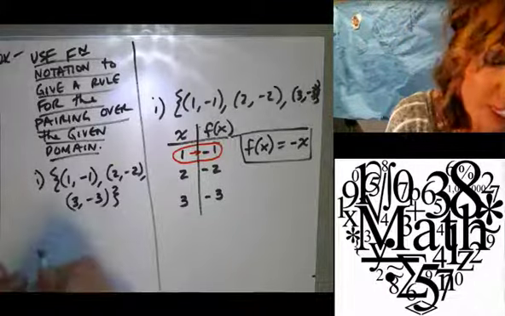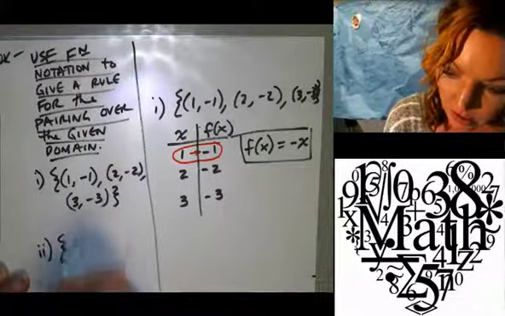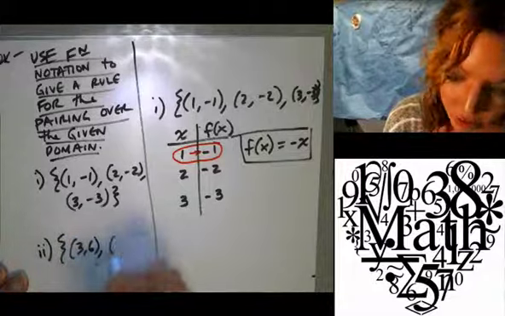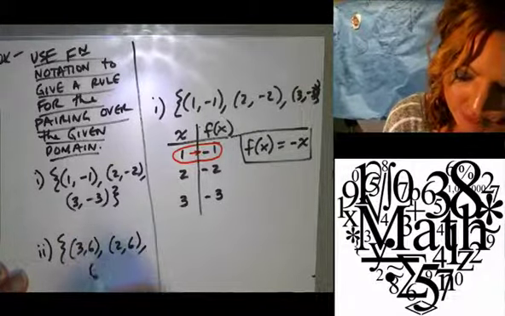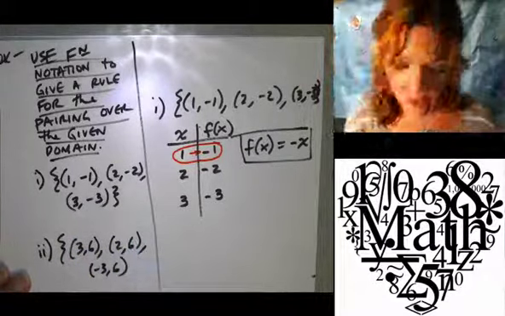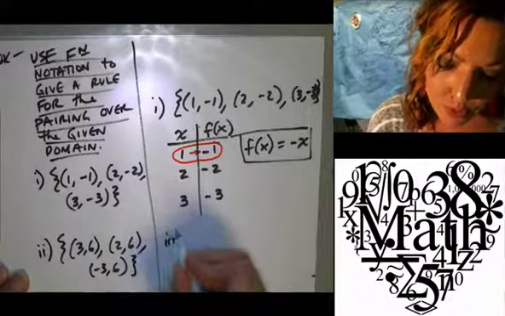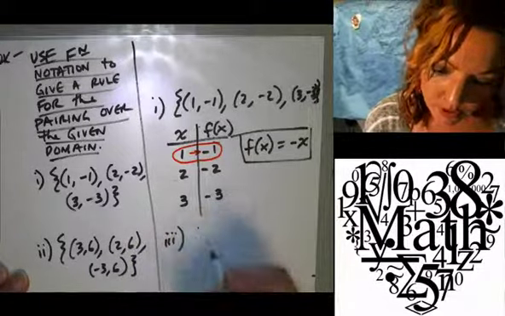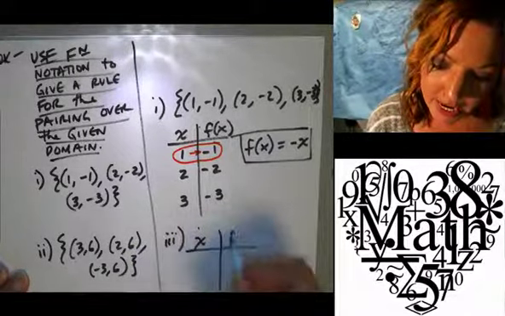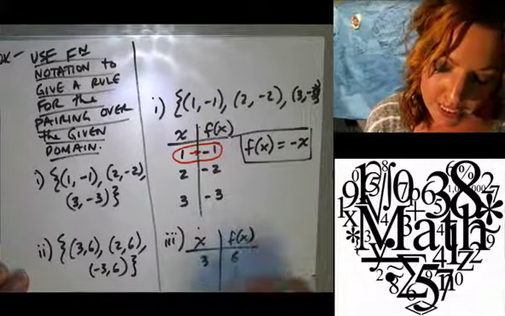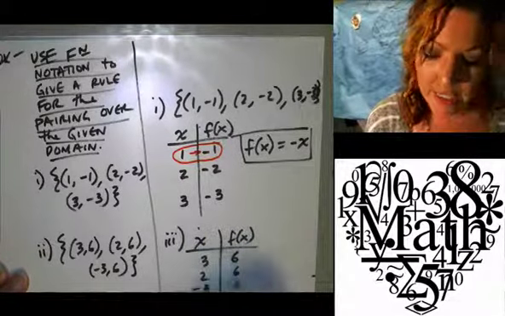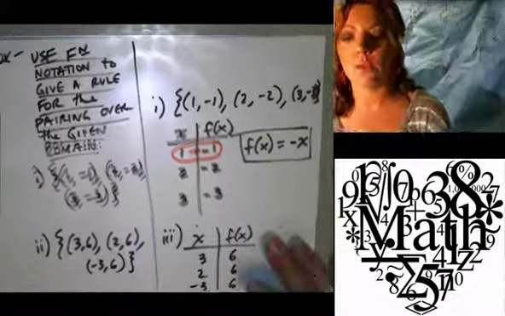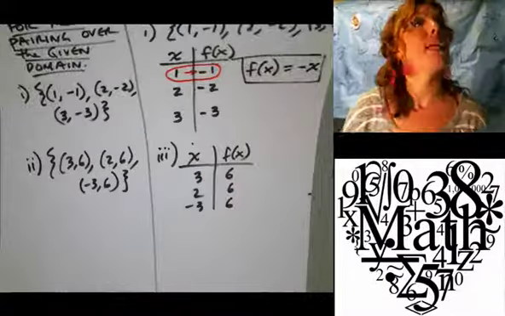Okay, so what if we have something like this? 3, 6, 2, 6, negative 3, 6. I don't need to write those again. X and f of x, we've got 3, 6, 2, 6, negative 3, 6. You guys tell me, what can people think of?